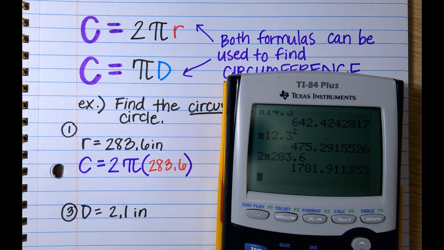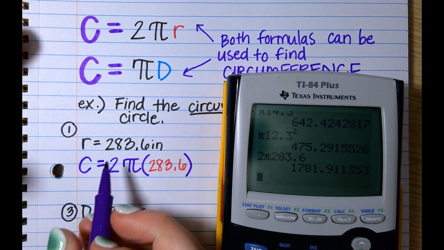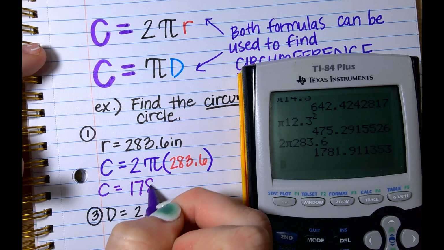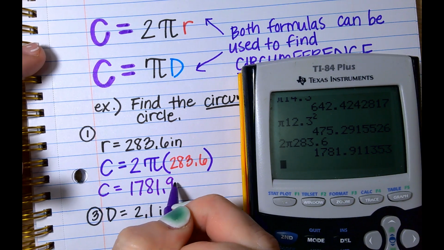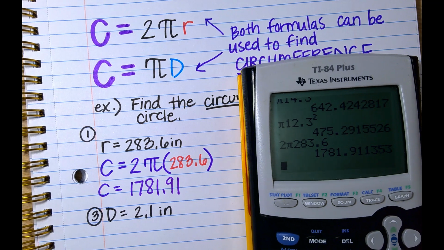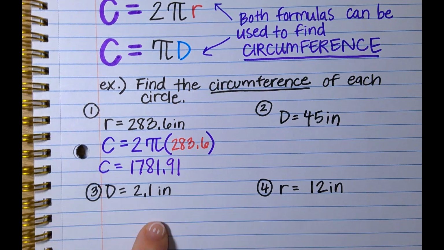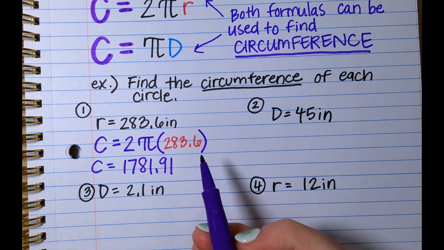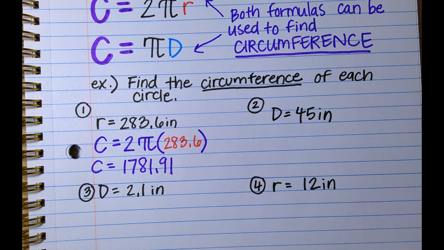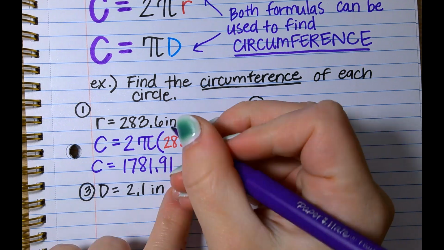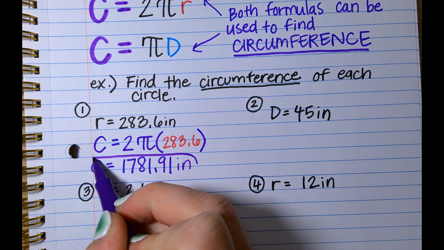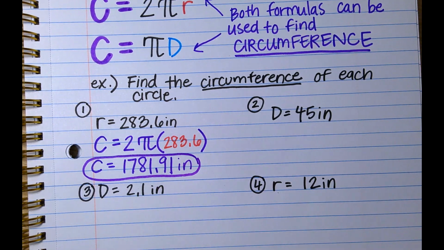Okay, so once you've typed it in, you should get a circumference of 1781.91. Now, circumference is like perimeter. It's a length. So what would our units be? Inches squared covers area. Length will just be inches. Inches. Okay. So that was number 1.